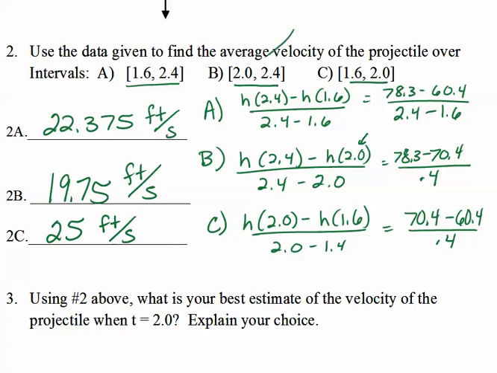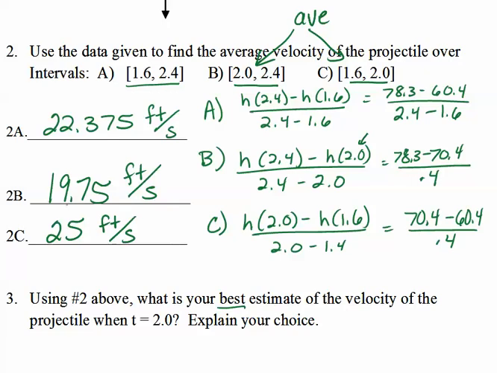So if you took the average of answers B and C, would you get the answer from part A? That was the idea of specifically asking you about those. Now look how we're going to use that in question 3. Using your answers, what is the best estimate of the velocity at time 2 seconds?